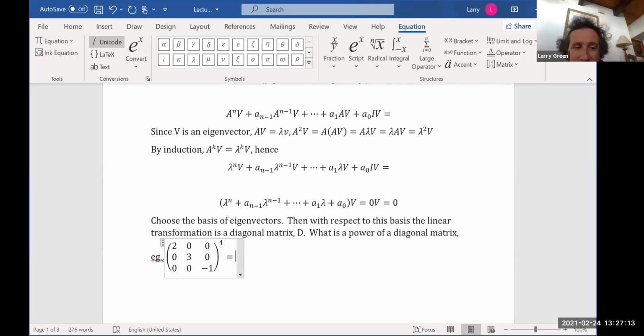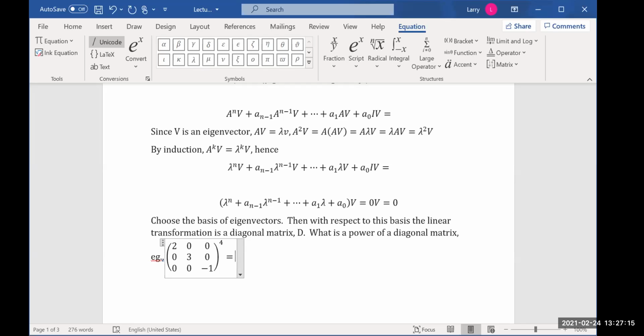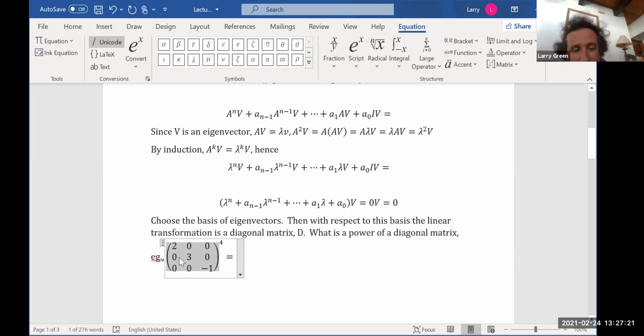Kind of what today is all about. You take the things along the diagonal and take them to the 4th power. You don't have to do any matrix multiplication at all. So that's going to be 2 to the 4th is 16, 3 to the 4th is 81, and -1 to the 4th is 1. Is that clear?